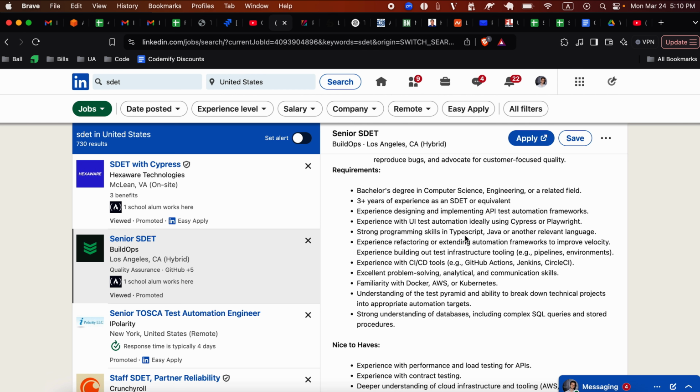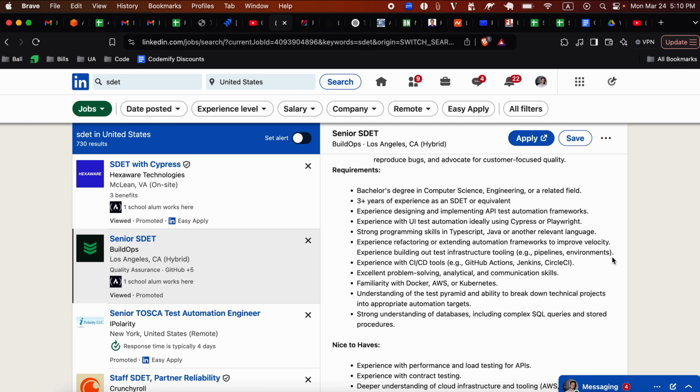Strong programming skills in TypeScript, Java, or another relevant language. So pretty much if you know any programming language and you are good with it, you can apply for this job. And knowing a programming language does not mean that you have to be a programmer or a software developer. It means you have to know how to write the code. And that's what automation engineers also do.